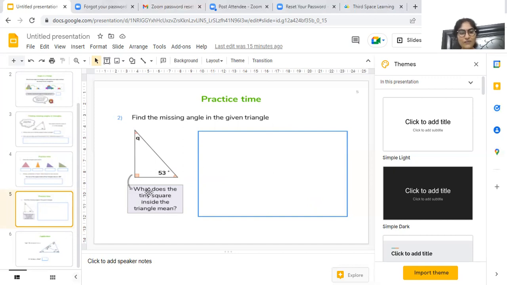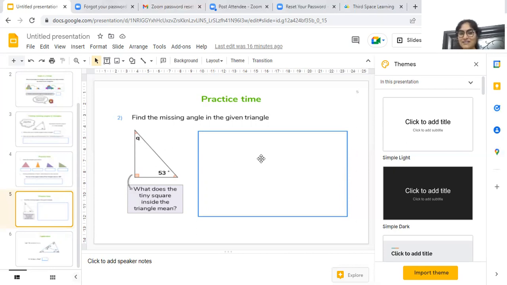Okay, so here we are given a little box. What does the tiny square inside the triangle mean? Yes, it is a right angle triangle. And what about this? It's showing 90 degrees, right? So how can we find the value of Q then? Again, yes. So 90 add 53, and the sum of these two angles will be taken away from 180 degrees. Which will give us the value of Q.